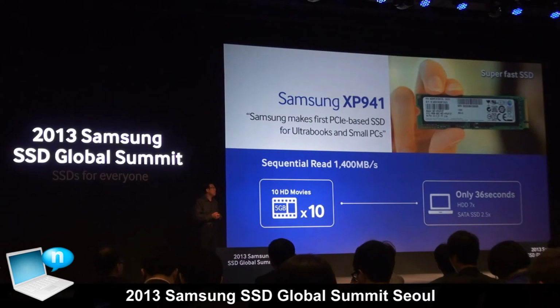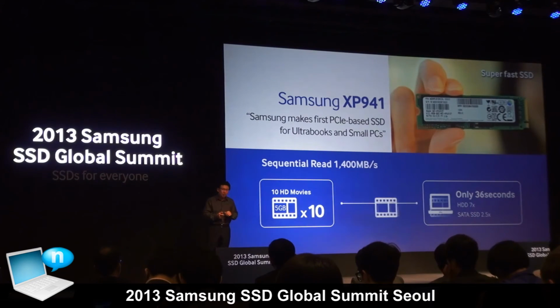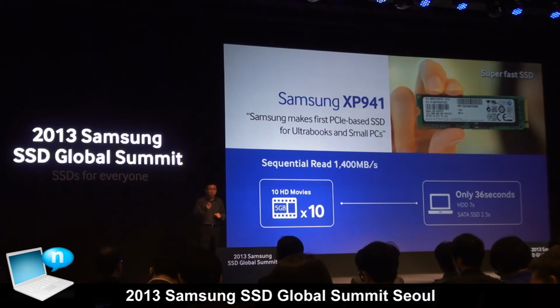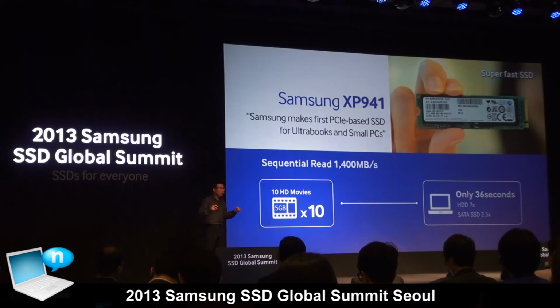Performance is 1,400 megabytes per second, which is able to transfer ten 5-gigabyte high definition movies within 36 seconds. That is 7 times better performance than the latest hard disk drive, and 2.5 times better performance than what we currently have, the SATA SSDs.